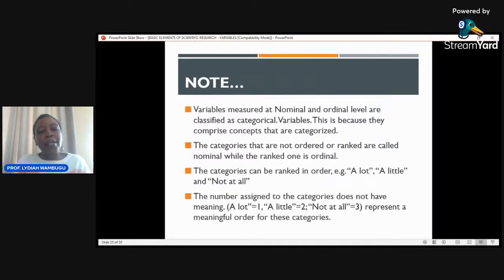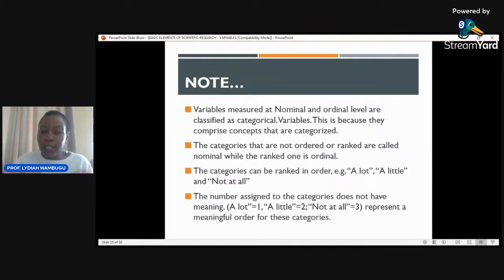And that is why variables measured at nominal and ordinal are called categorical. They are called categorical because they exist in categories. The one that names in that category is called nominal. The ones that are ranked and the difference is not equal are called ordinal. So you have ranked in terms of some order, like a lot, a little, not at all, agree, strongly agree, disagree, and strongly disagree.